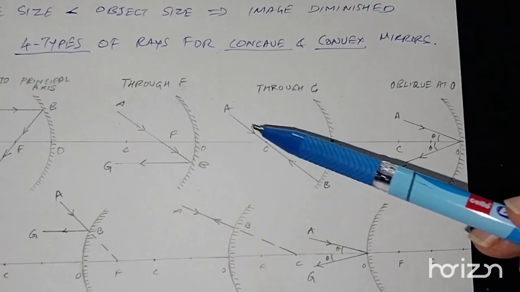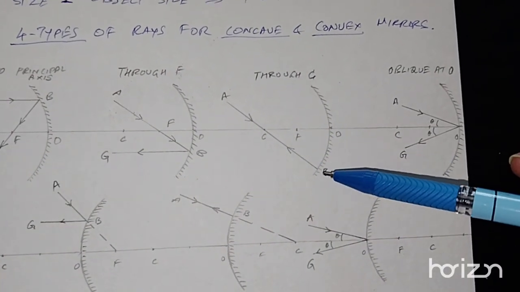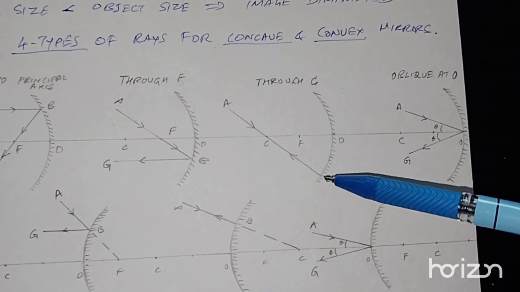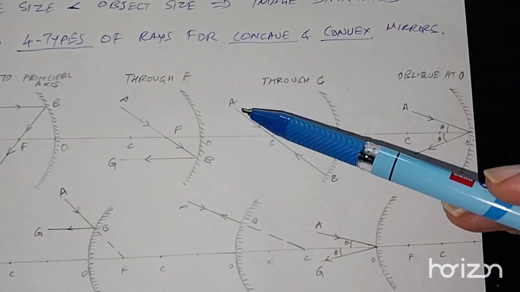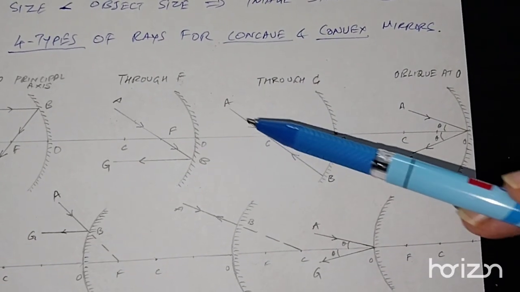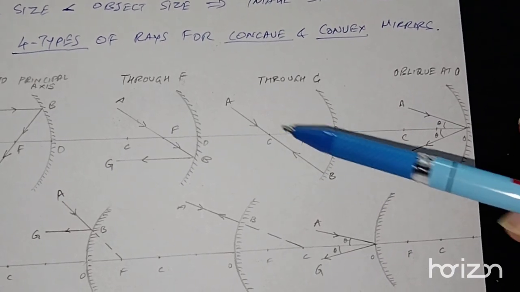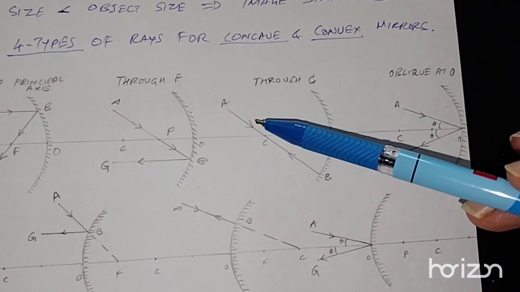Because this is a spherical mirror and the normal is nothing but the radius, whenever you shoot a ray through the center of curvature, it gets reflected in the same line but in the opposite direction. So you shoot a ray AB such that it goes through C, which is the center of curvature. The reflected ray will go from B to A. It will be along the same line but in the opposite direction.